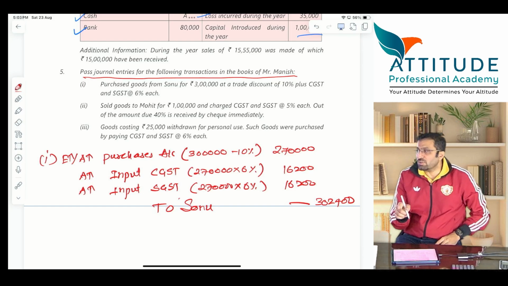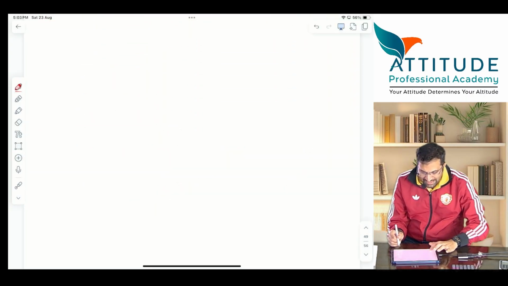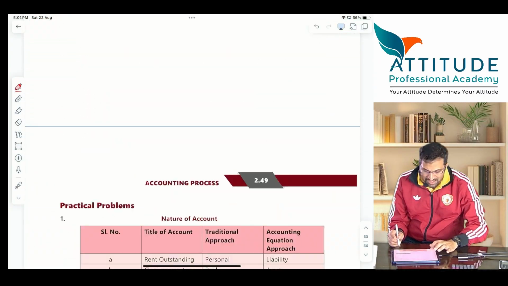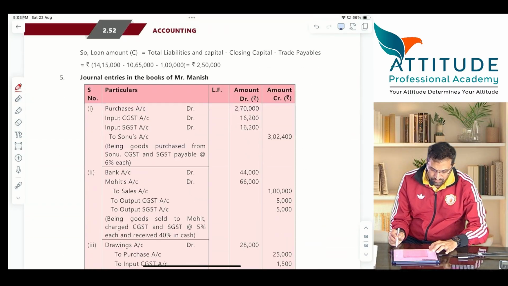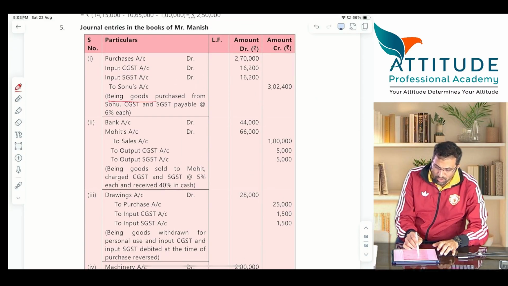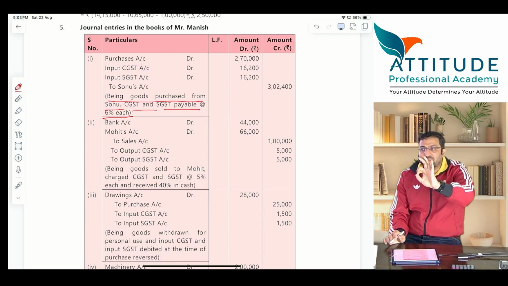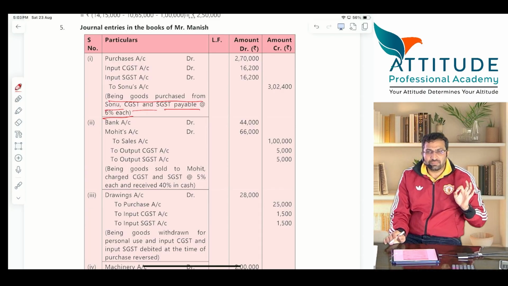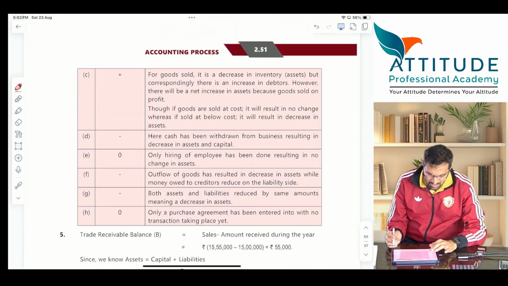Now you have to write the narration also, because when they ask for journal entries in the examination, you must use narration. Look at the way the narration is given. Answers are given here. You can put the narration later on, but for the first one: being goods purchased from Sonu, CGST SGST payable at the rate of 6% each. You only have to write that much. Narration is a must, otherwise you will not get the marks. If you only write debit and credit, you will not get any marks, specifically if they ask you for journal entries. Hello, I don't want anyone talking here. Yes, next. Come.